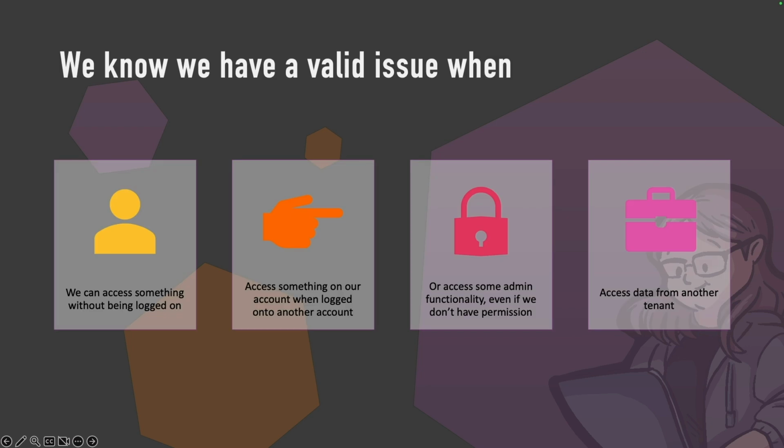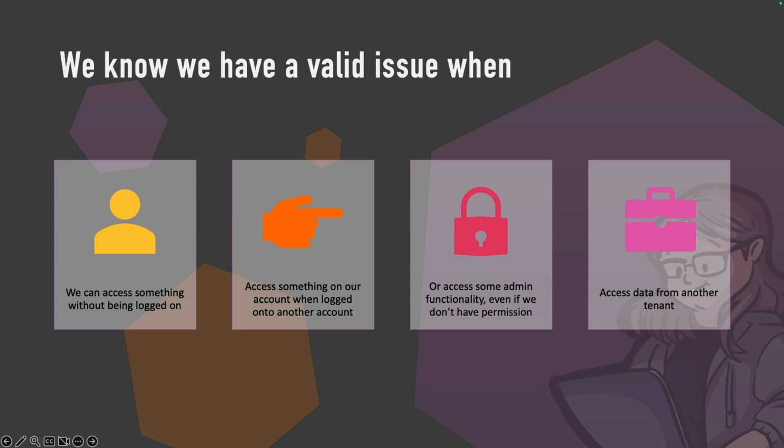So to summarize, we know we have a valid issue when we can access something without being logged in at all. We're fully logged out, and we can edit some data or something like that. We can access our account when logged into another account. So we've made account 1 and account 2. We can access account 1's data while logged in as account 2. Or we can access some admin functionality even if we don't have the permission level of admin or another role.